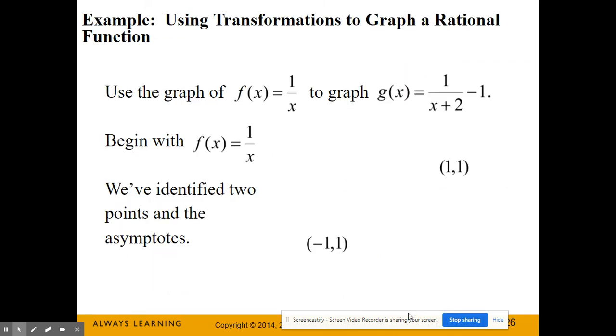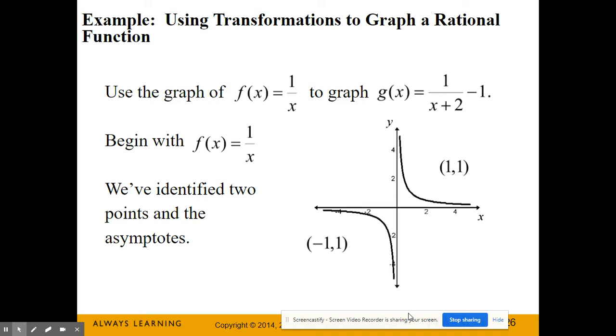We're going to now use transformations to graph a rational function. We're going to use the parent function of 1 over x to graph 1 over x plus 2, minus 1. So you're going to begin with 1 over x. And that's going to look like this, right?